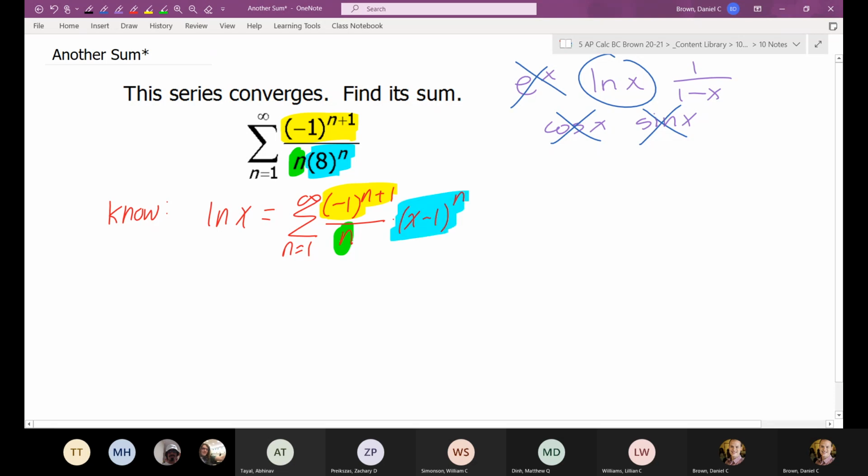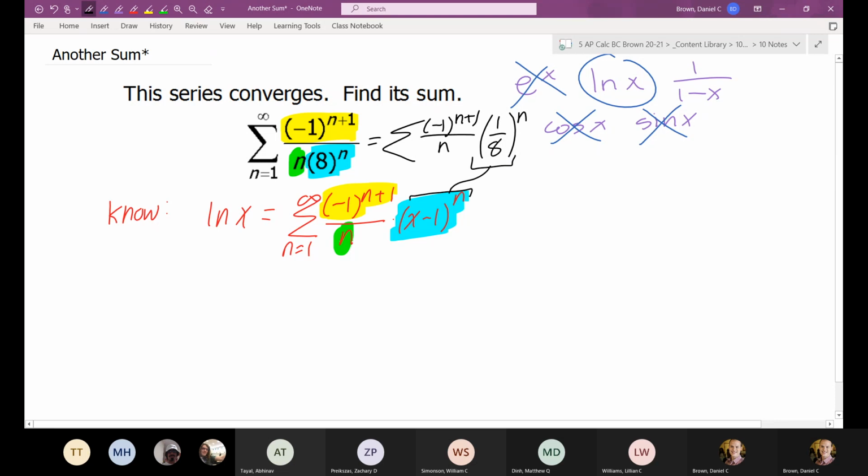Well, how can we do that? We need to think about properties of exponents, rewriting the problem. If I want to rewrite the original problem, I might think of this as the series from n equals 1 of negative 1 to the n plus 1 over n. If I have 8 to the n in the denominator, how can I think of that as just something to the nth power? 1 over 8, right? 1/8. Why am I doing that? Because I want this piece to match up with that piece.